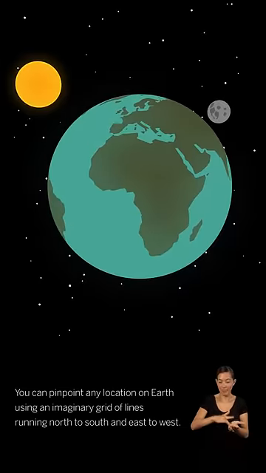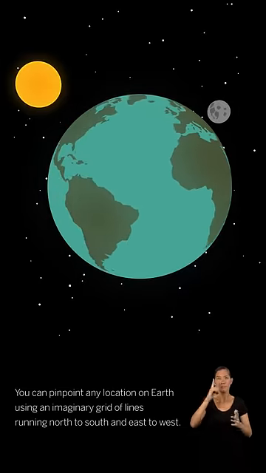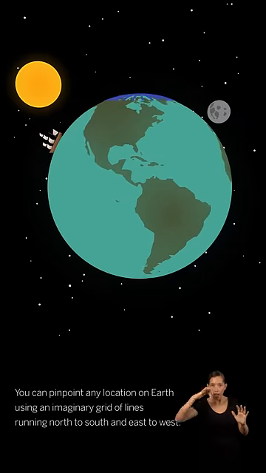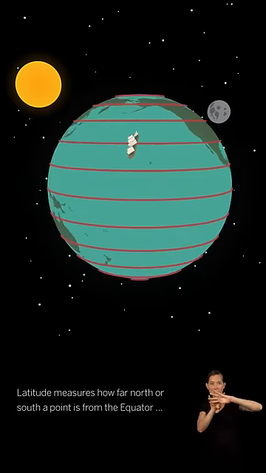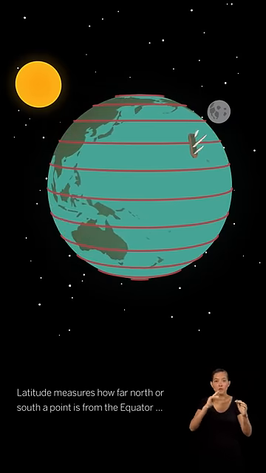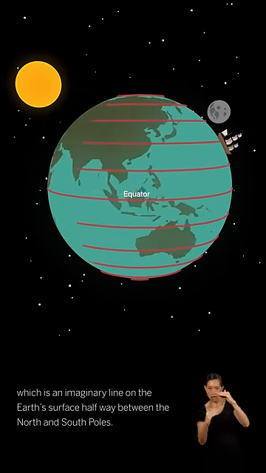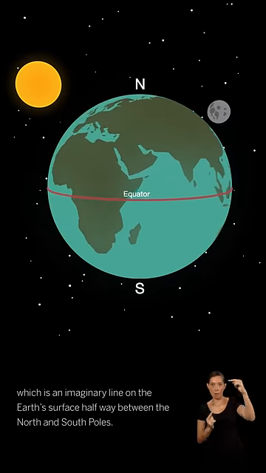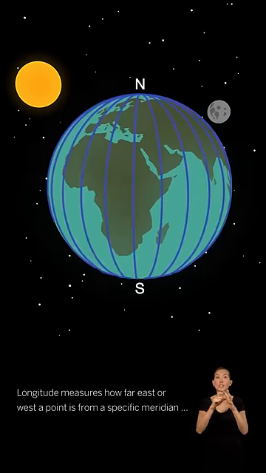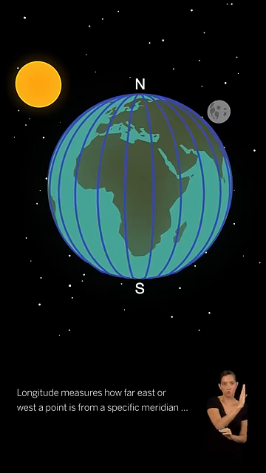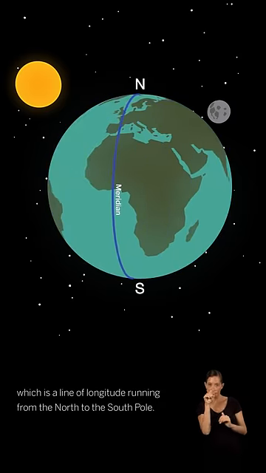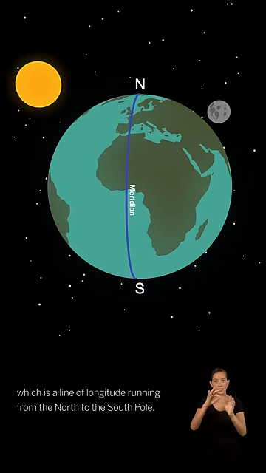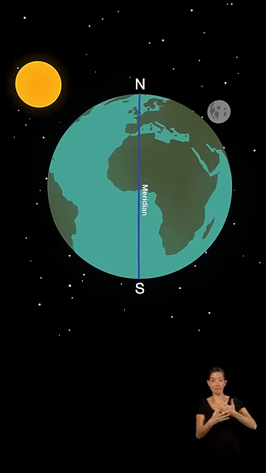You can pinpoint any location on Earth using an imaginary grid of lines running north to south and east to west. Latitude measures how far north or south a point is from the equator, which is an imaginary line on the Earth's surface halfway between the north and south poles. Longitude measures how far east or west a point is from a specific meridian, which is a line of longitude running from the North Pole to the South Pole.